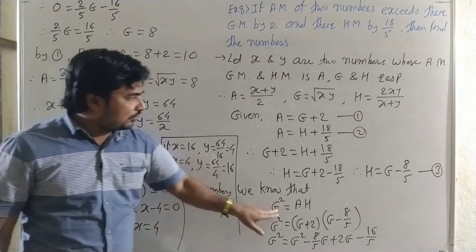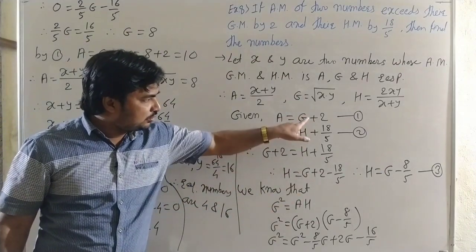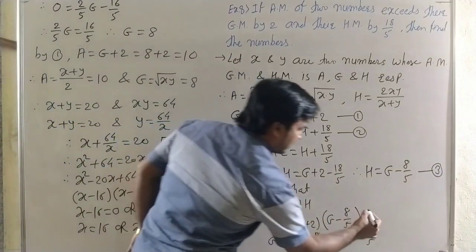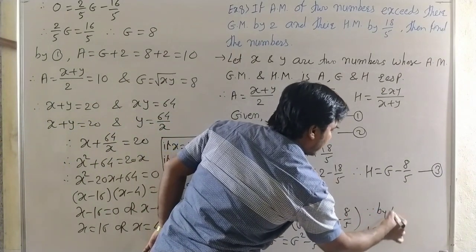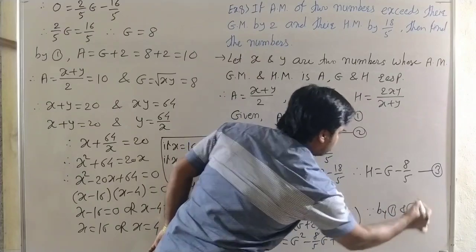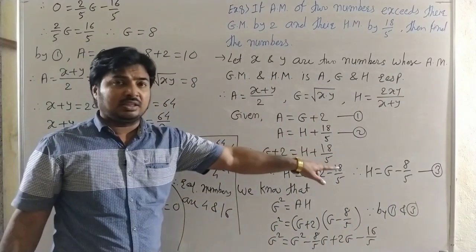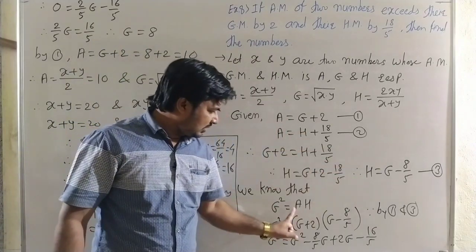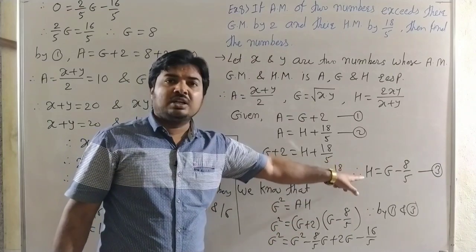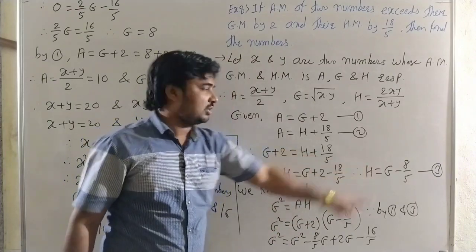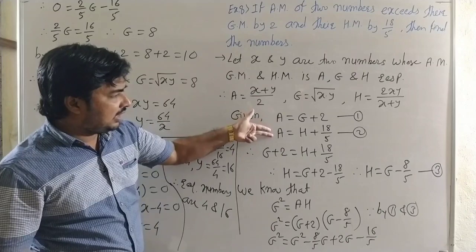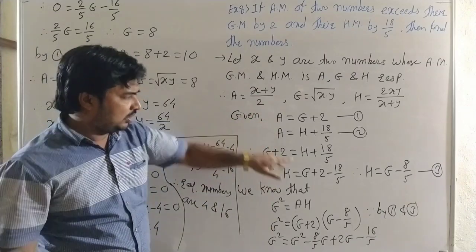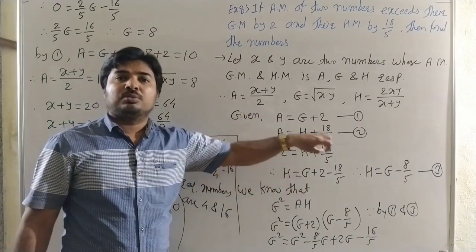Here, to find the values of x and y, we use equations number 1 and 3, because a in terms of geometric progression and h gives g² = a·h. When we write a and g in terms of harmonic progression, then we use equation number 2 and the obtained equation number 3.